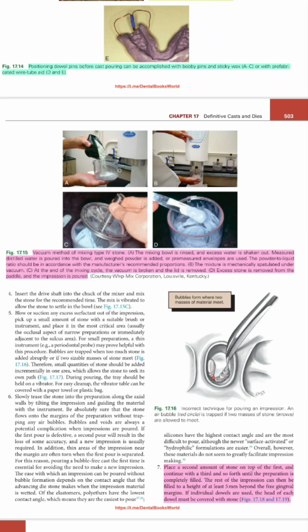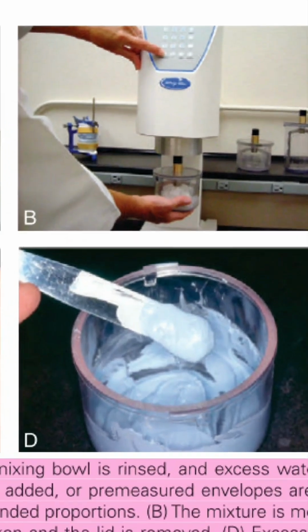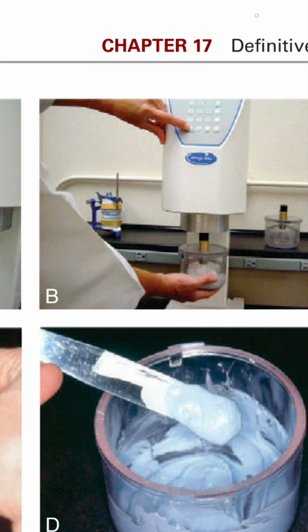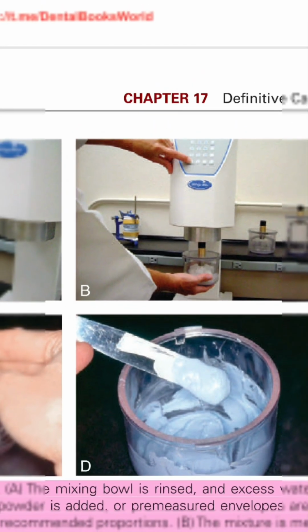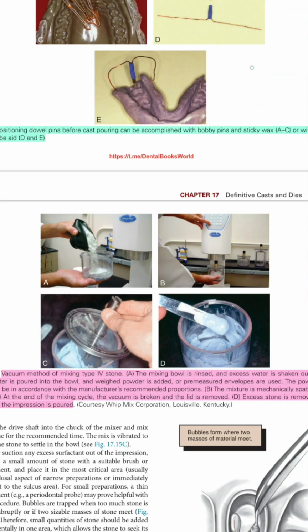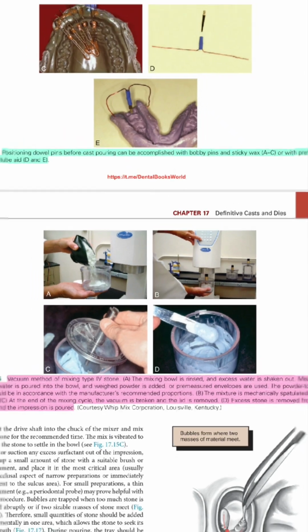Here they weighed the powder and they weighed the water as well, which were pre-measured to get a powder to liquid ratio that is optimum in accordance with the manufacturer's recommended proportions. Then it is mixed using this type of device. Of course, it can be done manually if this type of device is not available.